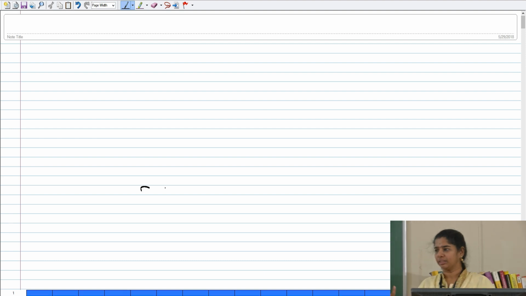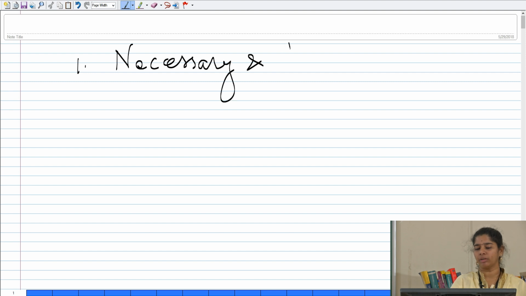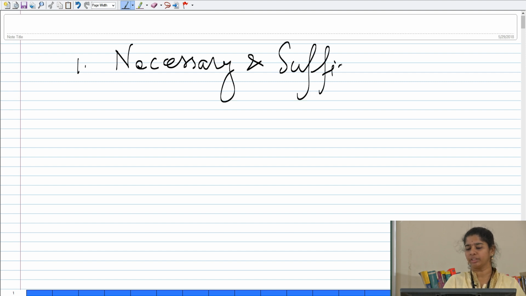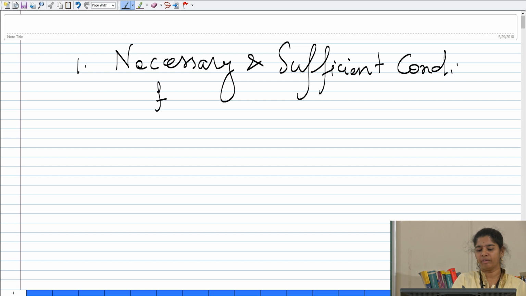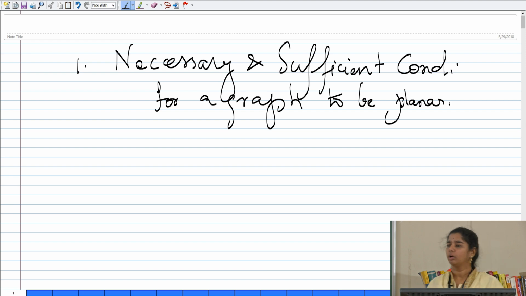So, the first question is we want to answer whether a given graph is planar or not. When will it be planar? We want to decide on the necessary and sufficient conditions for a graph to be planar. This will be the first problem that we want to attack.